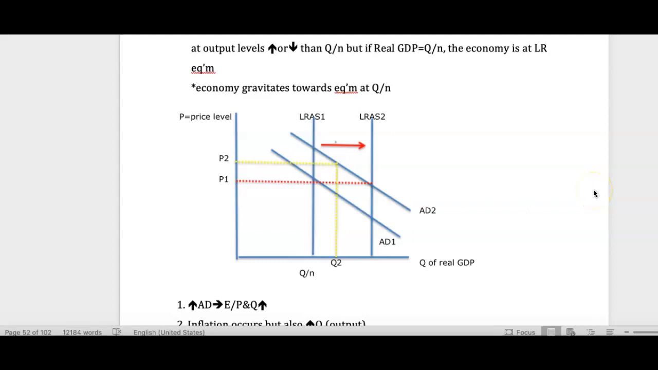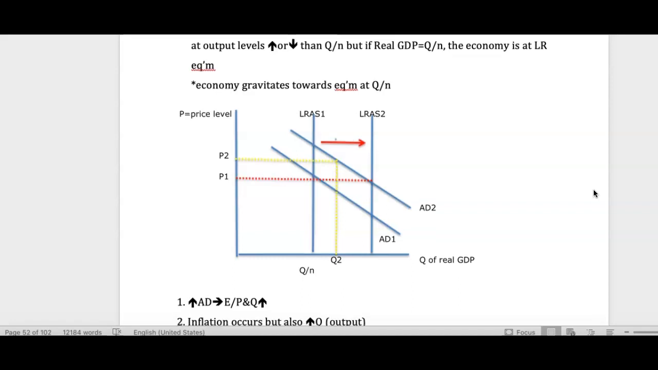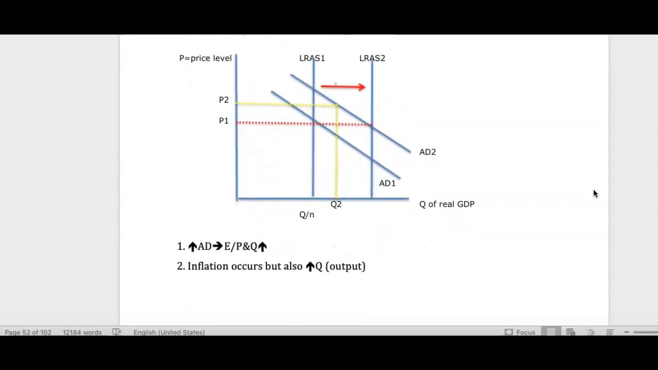Okay, so let's continue on the long run aggregate supply curve model. So again, we're back to our graph, and I'm going to go through an example of how this would work. And this is not something that you are ever going to be expected to do, but it will show you what we mean when we say that in the long run, the economy gravitates toward equilibrium.